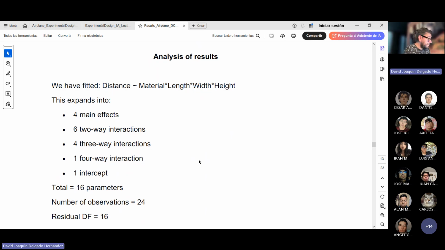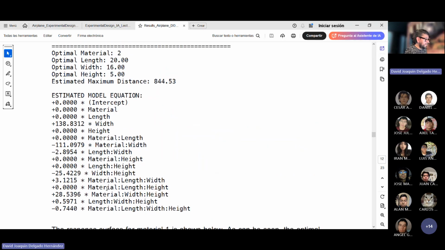So look, we have fitted distance, which depends on material, length, width, and height. So we have 4 main effects, 6 two-way interactions, 4 three-way interactions, 1 four-way interaction, and 1 intercept. So in total, we have 16 parameters. So let us count: 1, 2, 3, 4, 5, 6, 7, 8, 9, 10, 11, 12, 13, 14, 15, 16 different interactions we are proposing in this model.